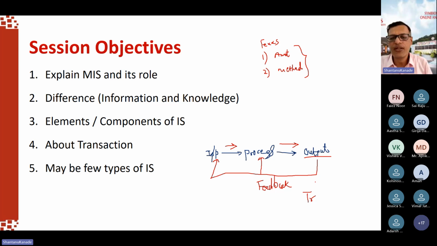Is it clear? What is a system? Any questions, any queries here?